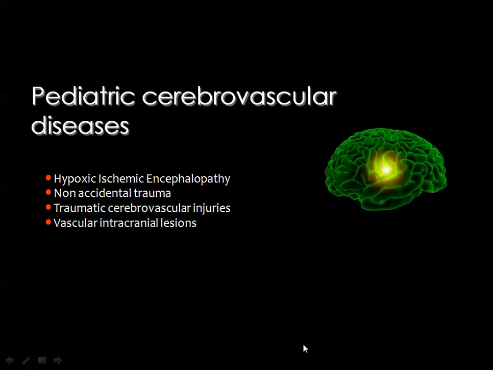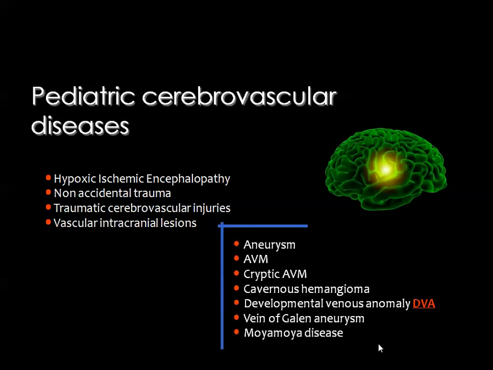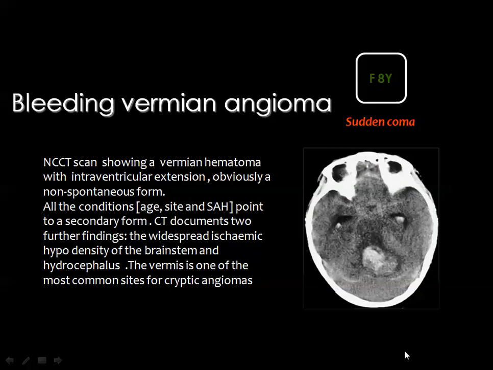Then finally, we would like to talk about the vascular intracranial lesions. We have discussed all these lesions previously: the aneurysms, the arteriovenous malformation, the cryptic arteriovenous malformation, the cavernous hemangioma or cavernoma, the developmental venous anomaly, the anomaly of the vein of Galen or vein of Galen aneurysm, and also Moya-Moya disease. But I would like to emphasize these two important issues.